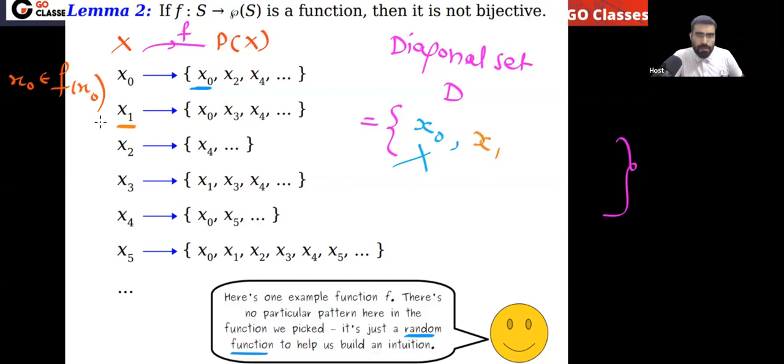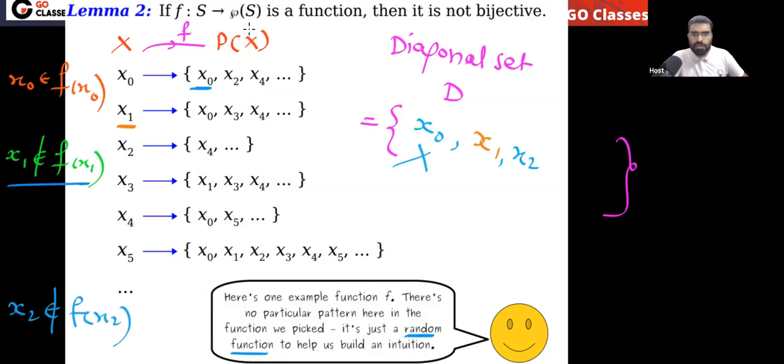What is the reason? Because you can notice X1 does not belong to Fx1, right? So I will put X1. What about X2? X2 also I will put, because X2 doesn't belong to Fx2. So I will put it.